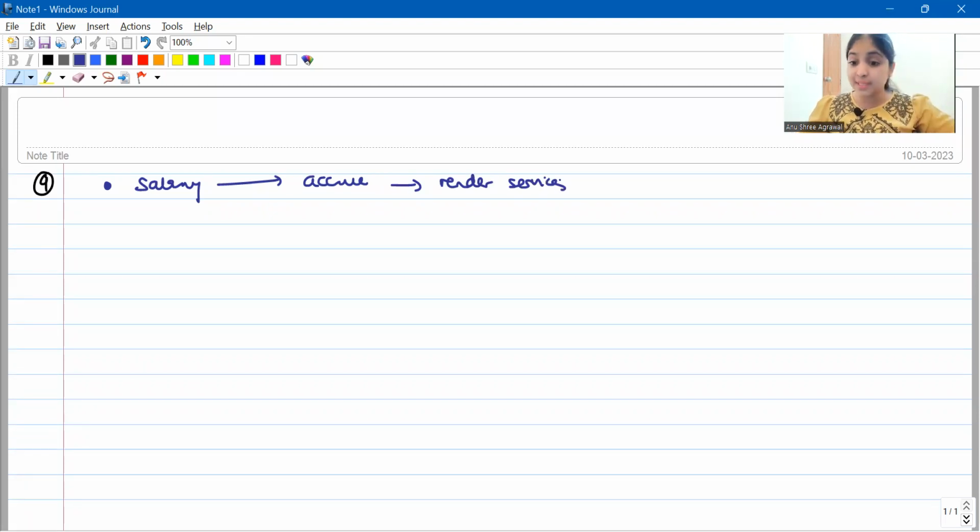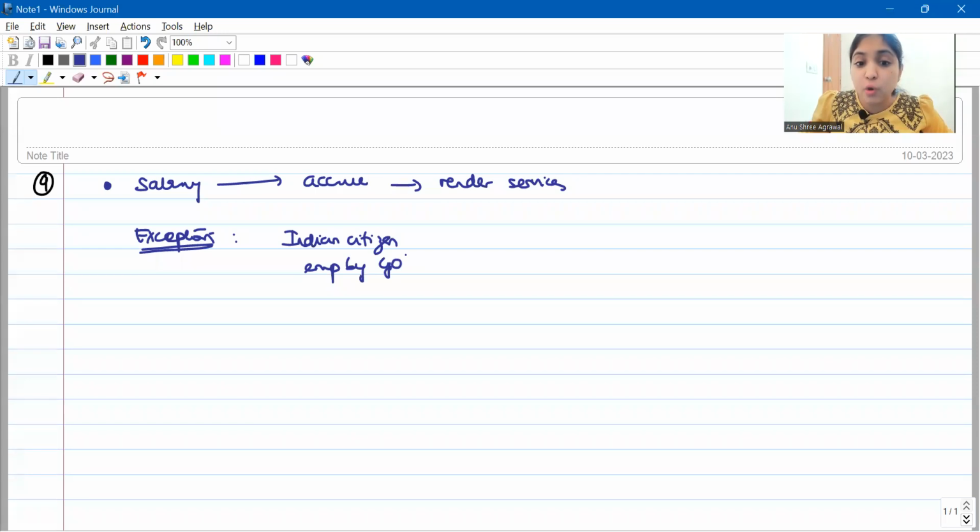Okay, if I render my services in India, the salary will accrue in India. If I render my services outside India, the salary will accrue outside India. So salary accrues wherever I render my services, basic rule. Okay, but to this rule, we have an exception. What is the exception? The exception goes like this. Listen to me very carefully. In case my assessee is an Indian citizen, okay, and this Indian citizen is employed by the government of India.